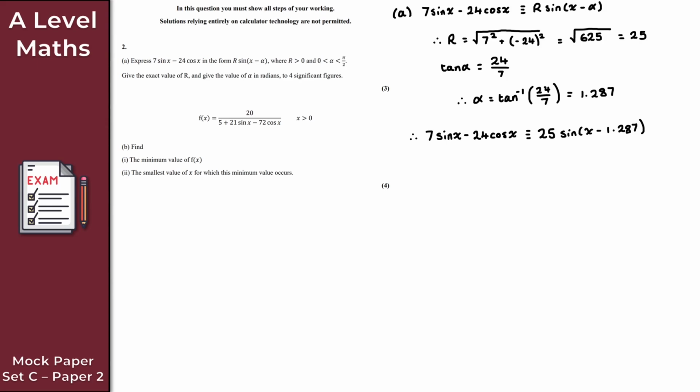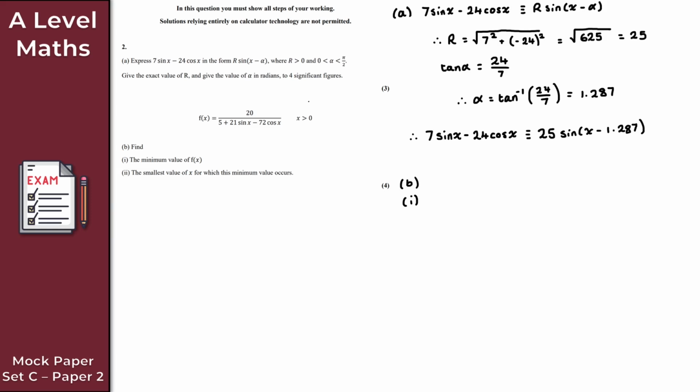As we can see, for the next part of this question, part B, we're given this function f of x, and we want to find the following two things. So for B part 1, what do we want to find? We want to find the minimum value of f of x, where f of x is given as follows. Now, if we want to find the minimum value of f of x, then basically what we need to do is make our denominator as large as possible.